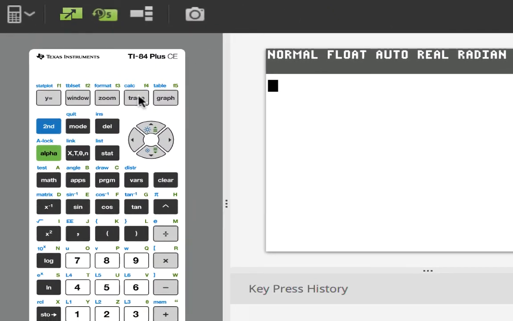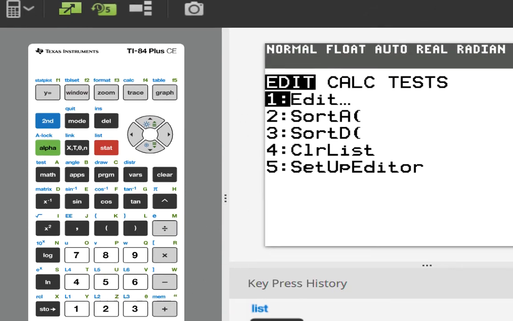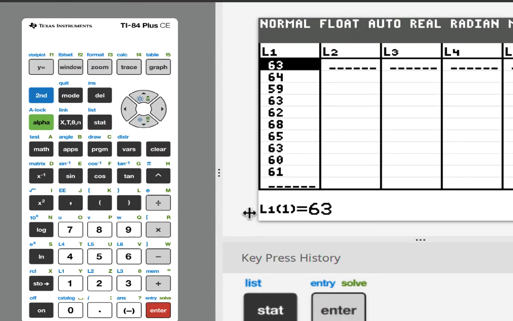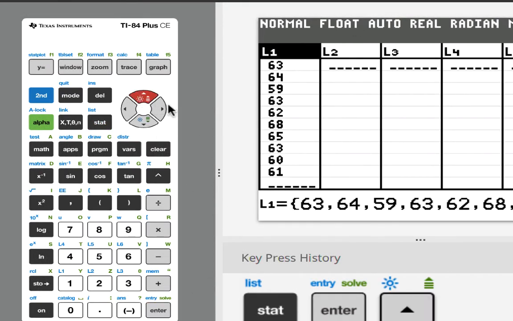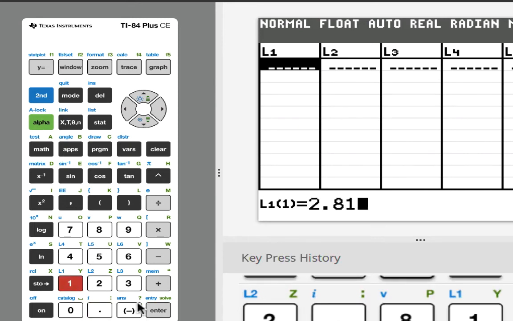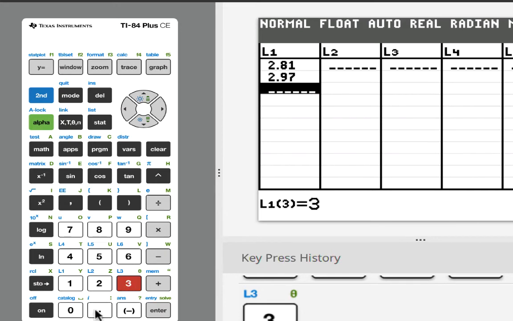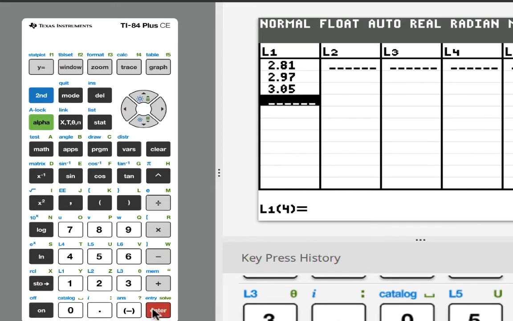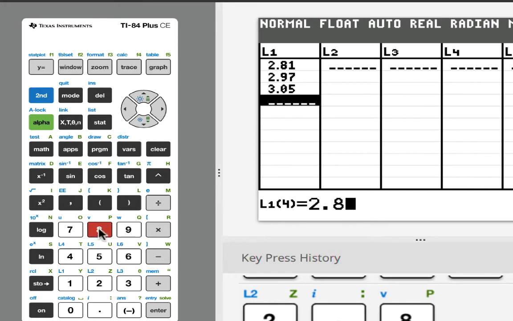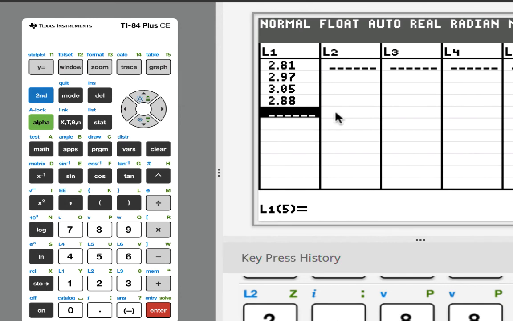Okay, the first thing we go to is stat, edit is already there, press enter. Oh, I have some numbers in L1. We don't need that. Let's go to L1, clear, press enter. Now write down the numbers. The price goes first: 2.81, enter. 2.97, enter. 3.05, enter. 2.88, enter. Okay, now we had 4 points on the price. Let's look at the temperature.